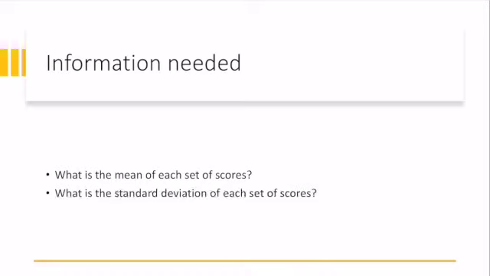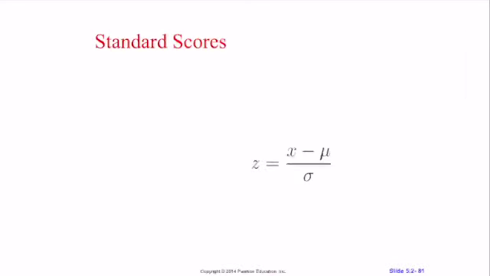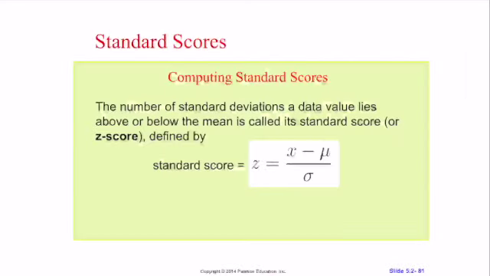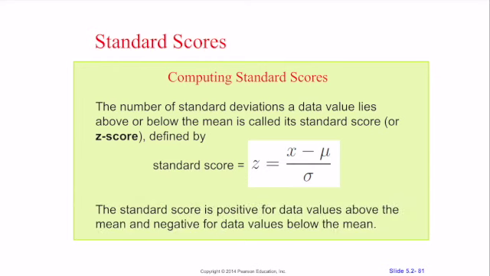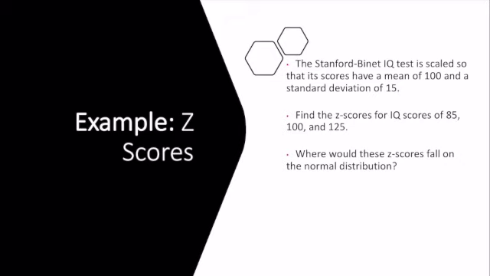So what we need to know is the mean of each set of scores and the standard deviation of each set of scores. We're always going to need the mean and the standard deviation. So standard scores, also known as Z-scores, are our sample value minus our population mean divided by the standard deviation of our population. This gives us our standard score. And it's possible to have a standard score that is negative, just so you know, because there are some values that are less than the mean. About half the values, right?